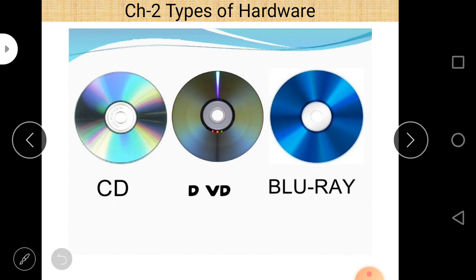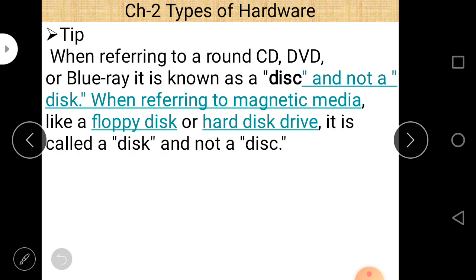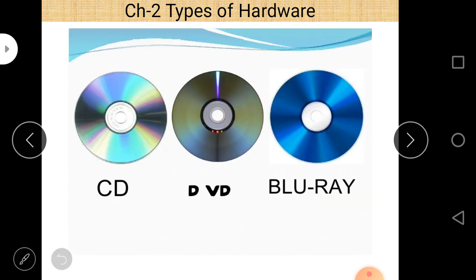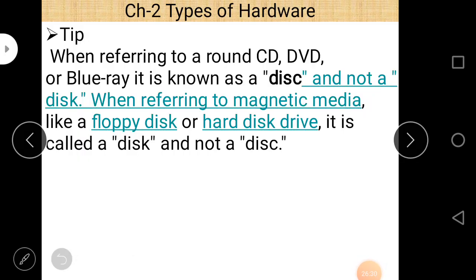Next, you can see that this is a CD, this is a DVD, and this is a Blu-ray disc. One more important thing: CD, DVD and Blu-ray are optical discs. When referring to a round CD, DVD, or Blu-ray, it is spelled disc, with a C, and not disk with a K.